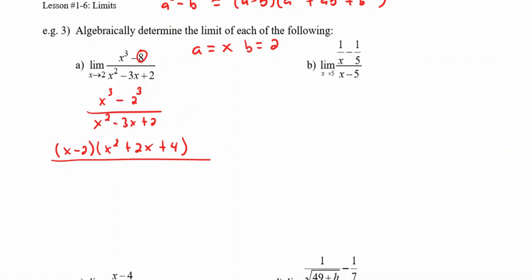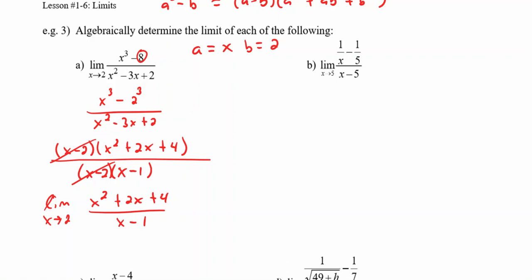Over. And then on the bottom, you guys have been factoring those forever, right? That's going to be (x minus 2)(x minus 1). So, perfect. Like I was saying, we pretty much want to cancel something. So this one kind of lined up nice. x minus 2 cancel. So now let's take the limit as x approaches 2 of (x squared plus 2x plus 4) over (x minus 1). I can already see that this one's going to work out better.